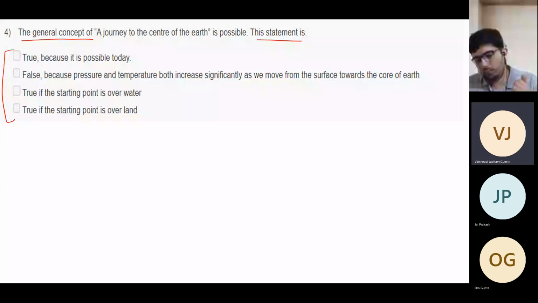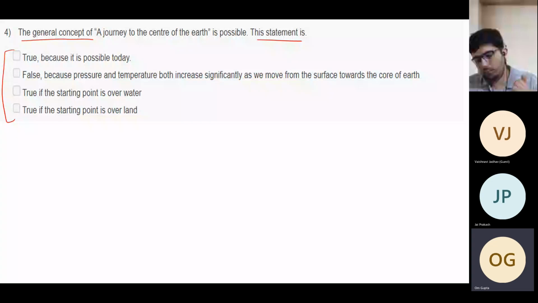It is false, sir. Yeah, it is false. So we have to ask Steven Spielberg. It is false.